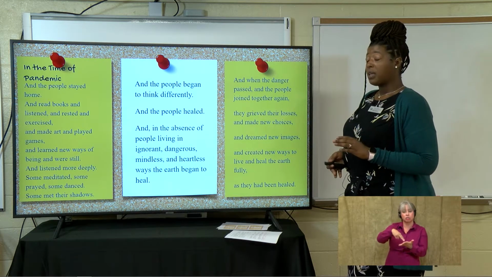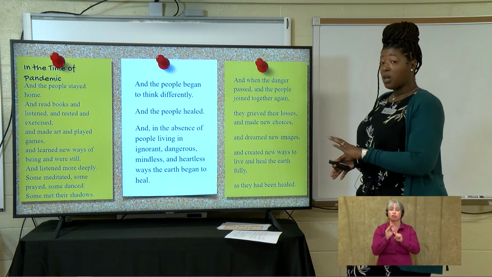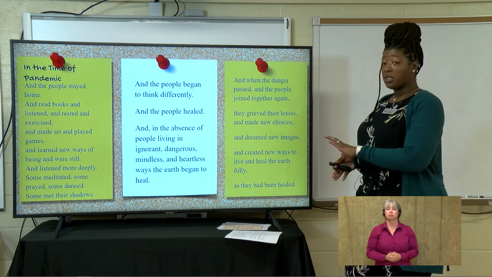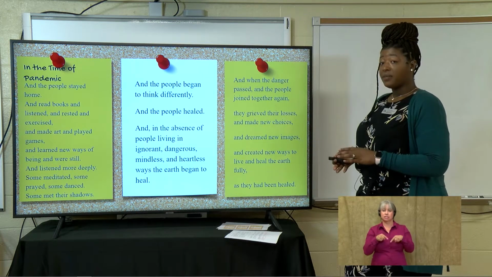Let's take a moment here and discuss what we talked about in this first section, what was talked about in this first section of the poem. What is the author saying?